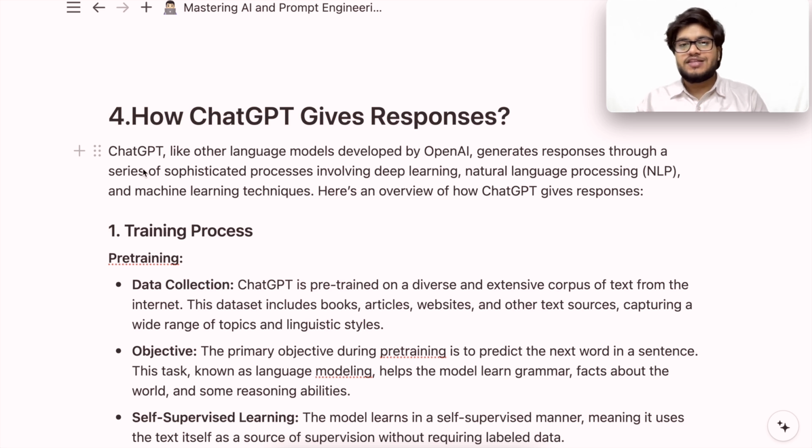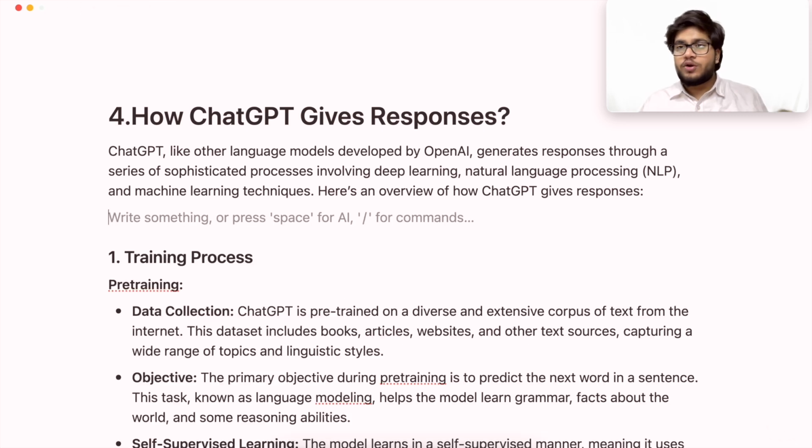In the previous lecture, we discussed how NLP, natural language processing, works, and how tokenization happens, how pre-training happens, how fine-tuning happens. That is all the concepts you needed to learn for this.